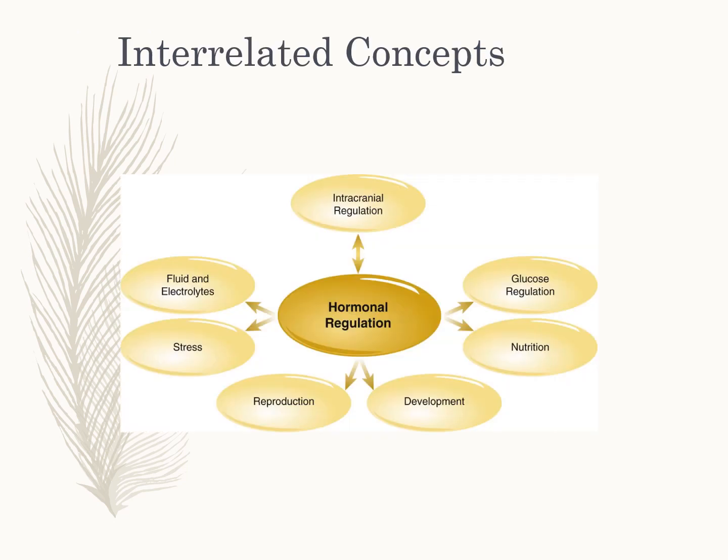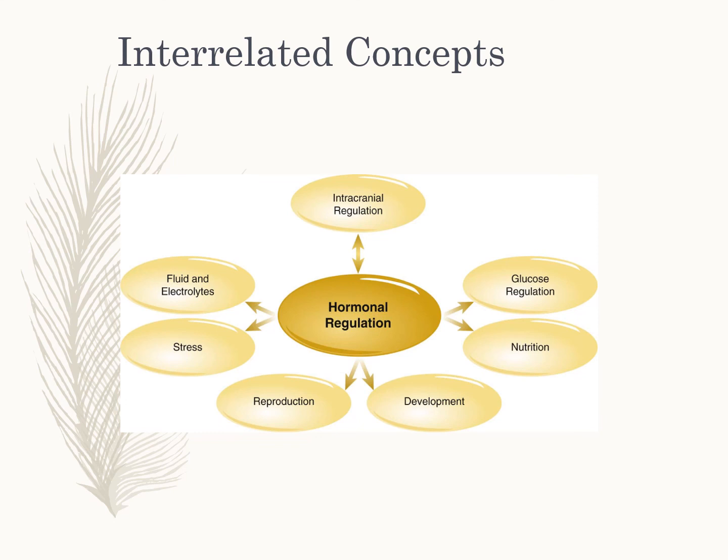All body systems are affected by hormones, and because of this, health and illness concepts are interrelated in some way. Intracranial regulation has a significant role in hormonal regulation because of its influence on the function of the hypothalamus and pituitary glands. Many hormonal imbalances occur as a result of brain injury or damage to these glands located in the brain. Likewise, optimal intracranial regulation and cognitive function depend on normal regulation of hormones.